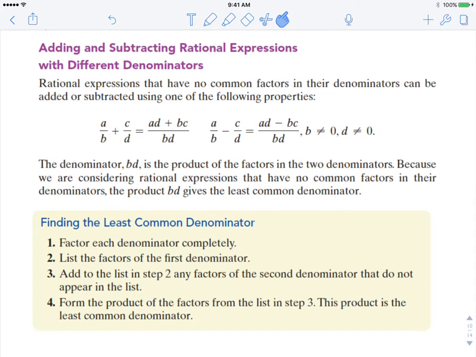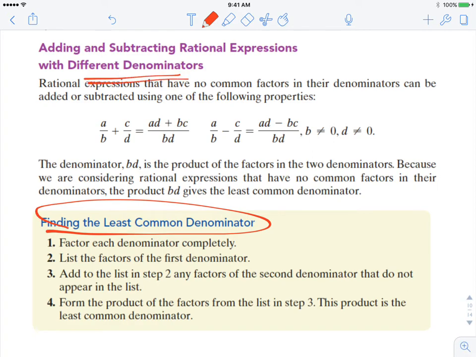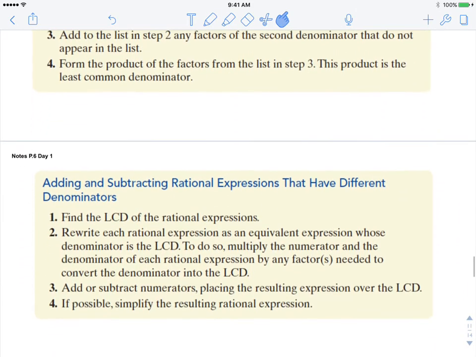If you have different denominators, you need to find the least common denominator if they are not alike. So here are the steps for you to follow. You factor the denominator completely, list the factors of the first denominator, add to the second, and then form that product. So let's go ahead and practice with an example.